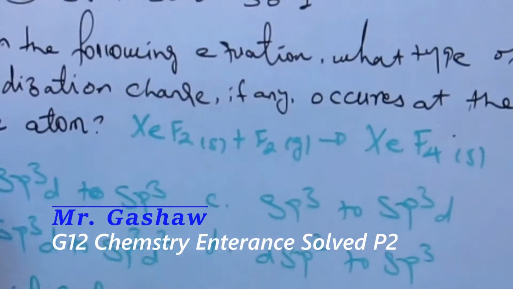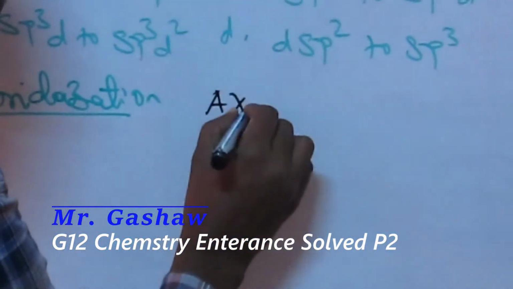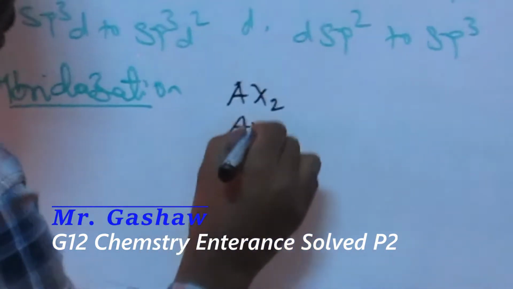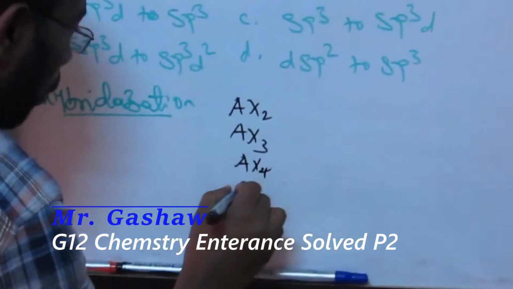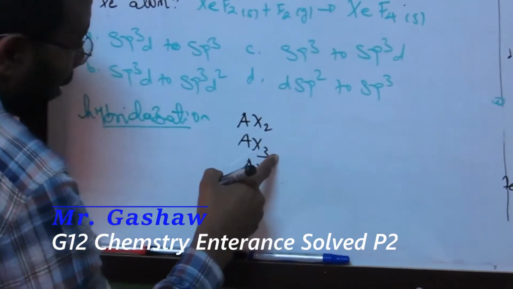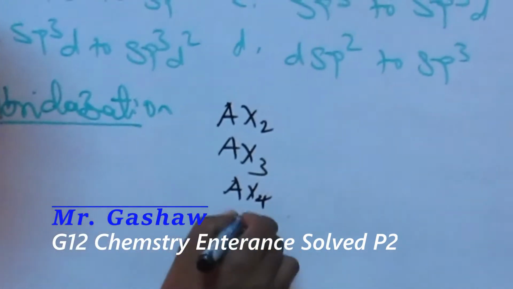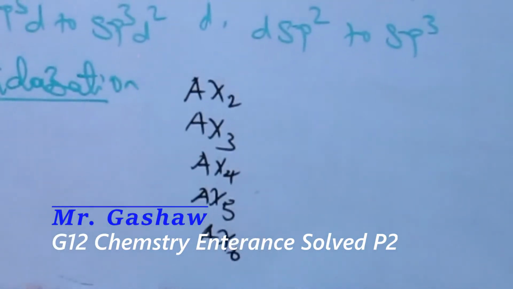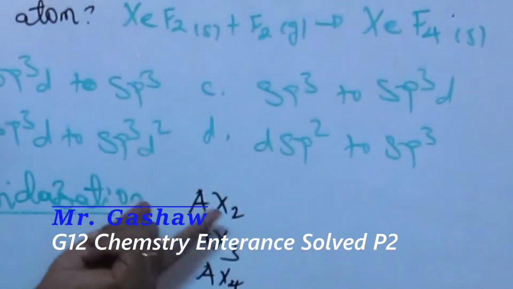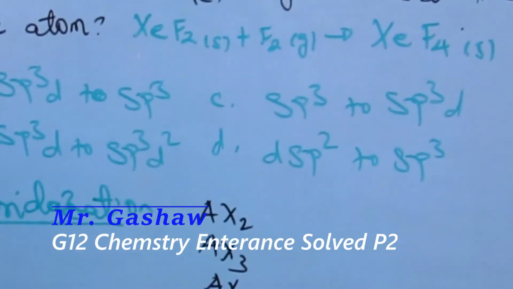Please, students, you should first identify the electron state of the given compound, whether AX2, AX3, AX4, AX5, or AX6. A means the central atom, X means the terminal atoms.